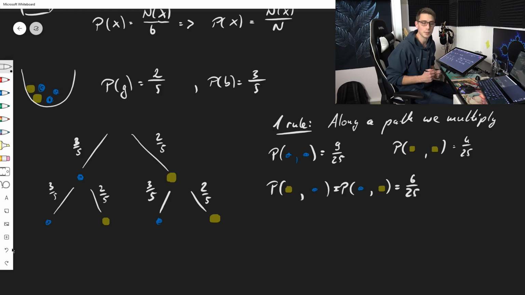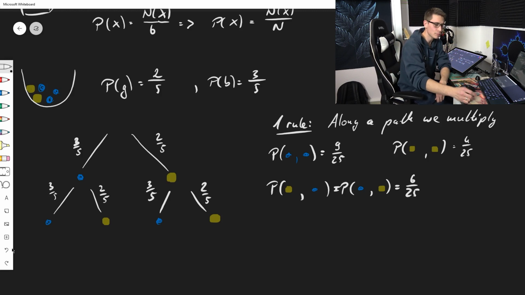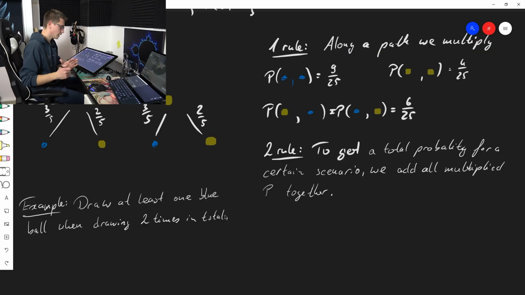And now here comes the second path rule, and namely, if we want to find out the total probability for some certain event happening, for some scenario, we are going to add all the multiplied probabilities together. Meaning, let's say as a little example, we want to grab 2 times into the urn, but we want to find out the probability for drawing at least 1 blue ball in the process. So I've written everything out pretty quick. So the second rule just states to get a total probability for a certain scenario, we add all the multiplied probabilities together.